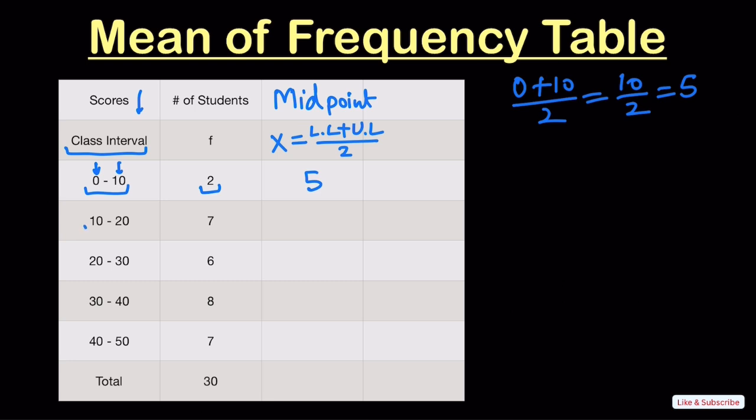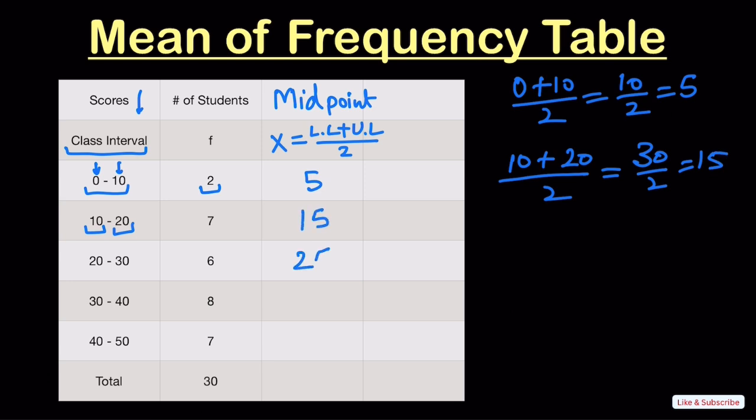For the second class interval, the lower limit is 10 and the upper limit is 20. So 10 plus 20 over 2 gives me 30 over 2, that gives me 15. After that, you can see the next one will come out as 25, the next one will be 35, and the next one will be 45. Now this is the total of the column F. So I can write this as sum of F equals 30.